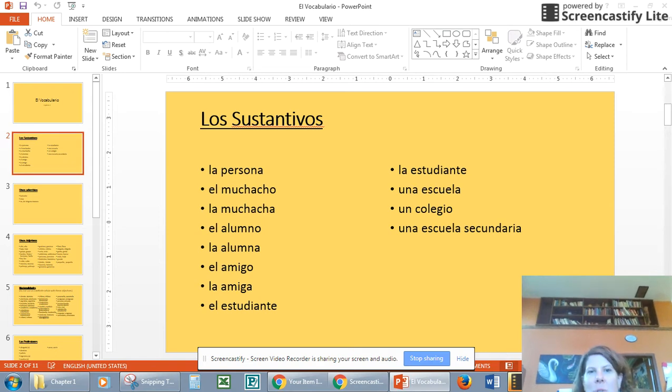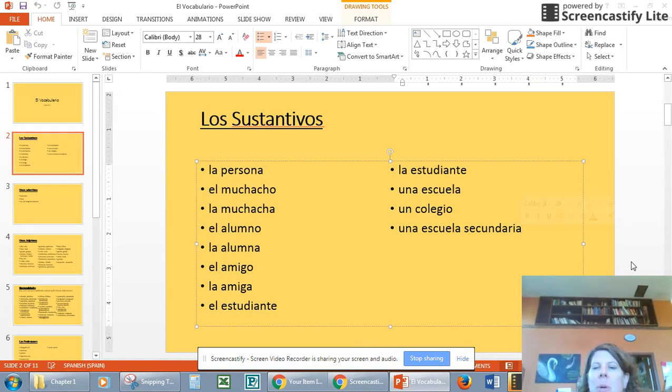Primero tenemos los sustantivos. All right, so los sustantivos means nouns. These are words that are either going to have an el or a la in front of them, or an un or an una in front of them. Remember, in Spanish, there are masculine and feminine words, and this is where we're really going to start getting into these. Un, or sometimes you'll see uno, not too often, is masculine, and una is feminine.